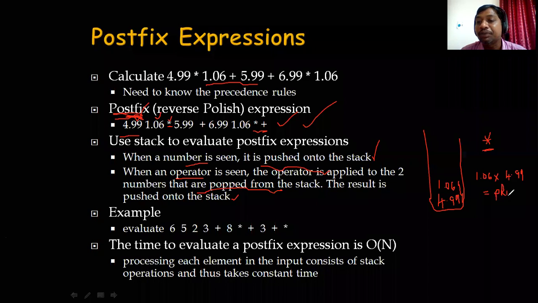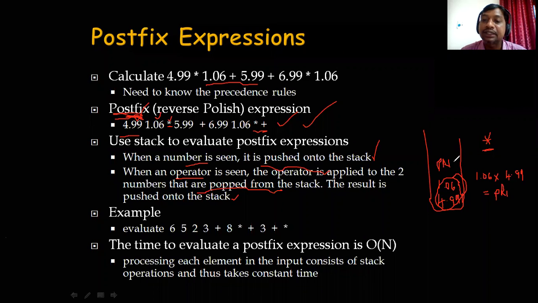Let me name it as partial result 1, PR1. That partial result you have to push back onto the stack. Remove 1.06 and 4.99, and after performing the operation, insert the result back into the stack. Now the next input symbol is 5.99. Insert that onto the stack since it is a number.